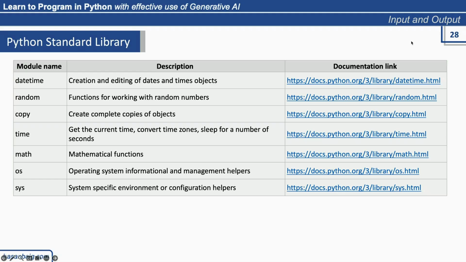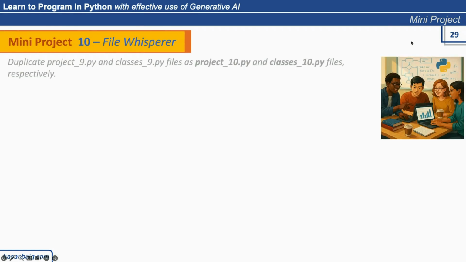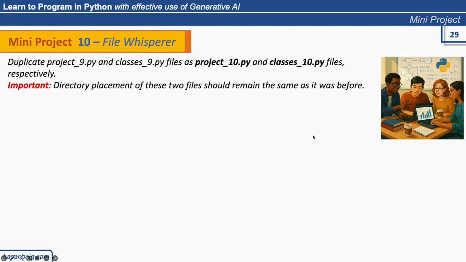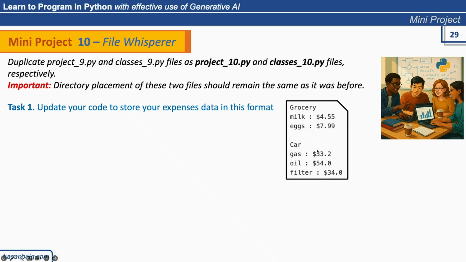So the 15 minutes elapsed and I wanted to proceed ahead with mini project 10. Again, project number 9, I assume that all of you should have it working. The task for this project is to update your code to store your expenses data in this format. This is a real world scenario, okay?